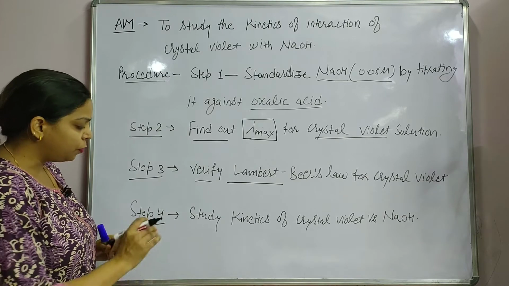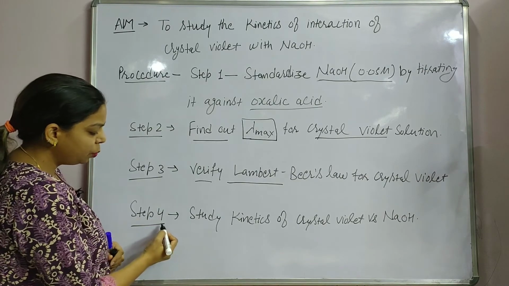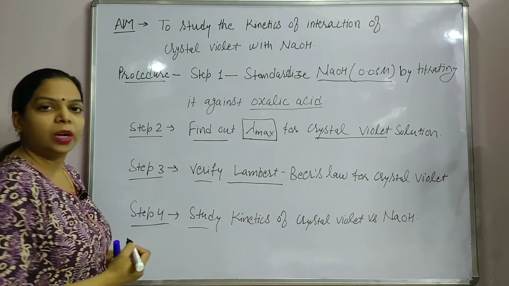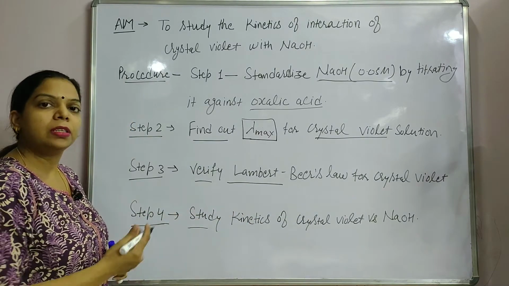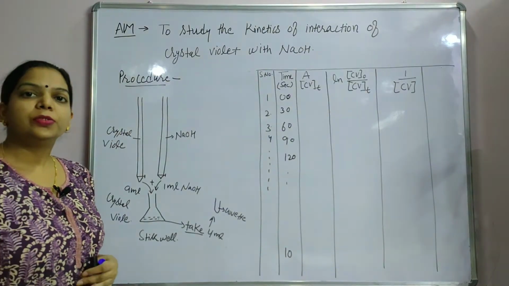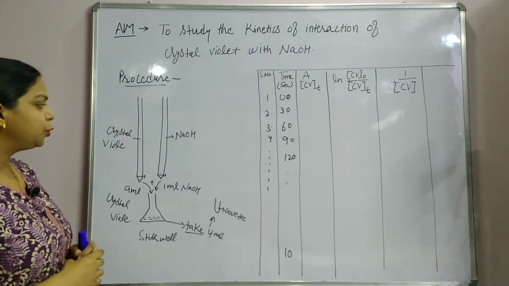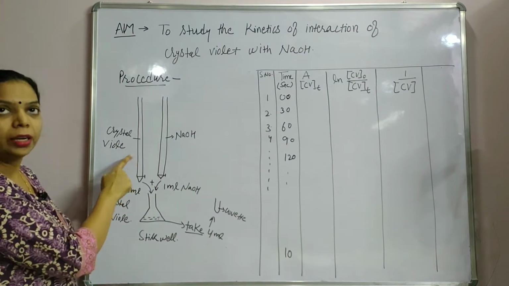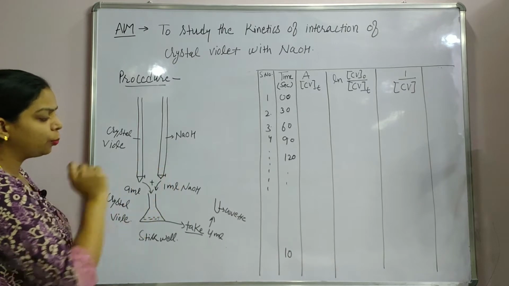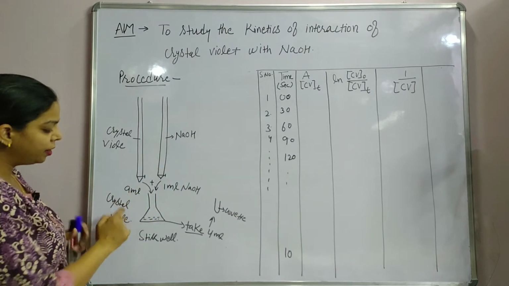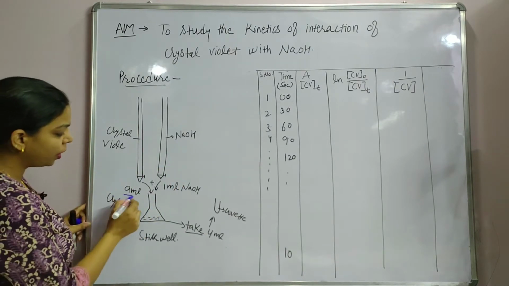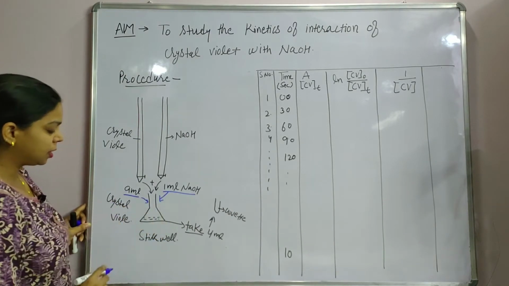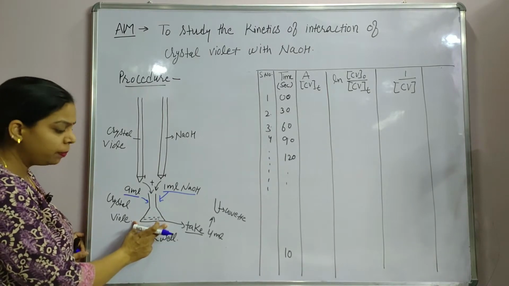So the main purpose of today's experiment, which we will do in the fourth step, is to study the kinetics of the crystal violet versus NaOH, which is again very simple. So let's see how to do this. For the main procedure, this is the experimental setup. You will take crystal violet solution in one burette and NaOH in another burette. Now from the burette, add 9 ml of crystal violet and 1 ml of NaOH in a conical flask, and stir this solution very well.